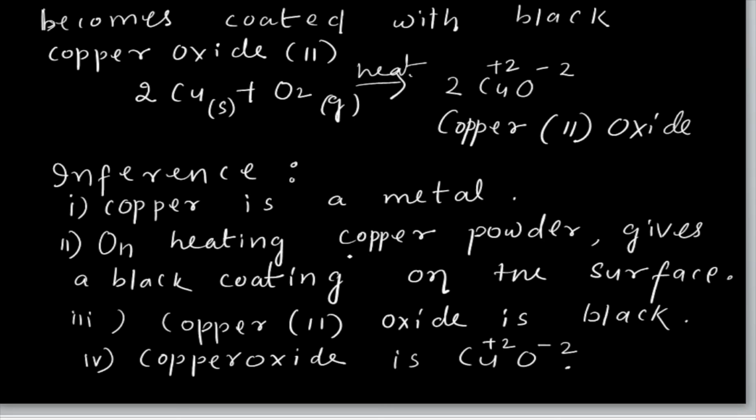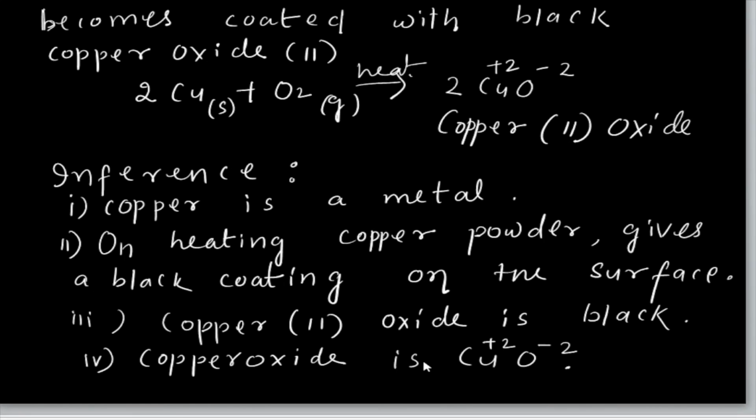Copper is a metal, yes. On heating, copper powder gives a black coating on the surface. That is correct. And what is that? That is copper 2 oxide, which is black. So what is the formula? Here the formula is Cu plus 2 O minus 2, because both 2s cancel here.